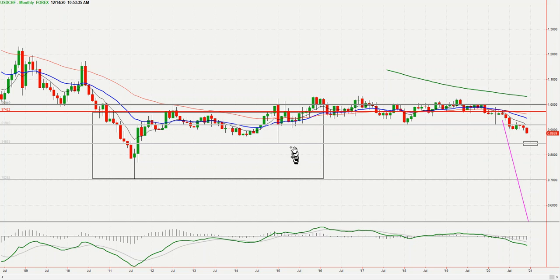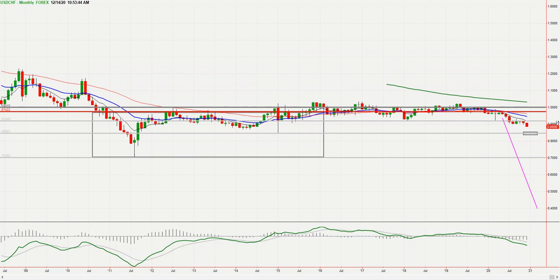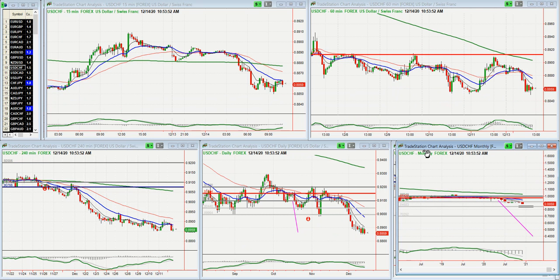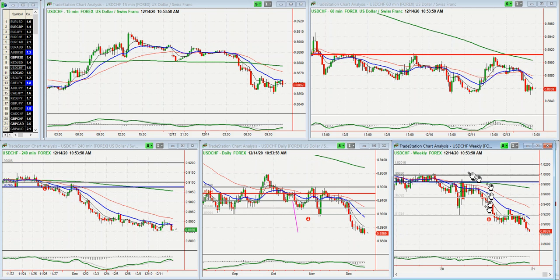We could see, this is a stop run level, and that's the stop run level, and this should go well below, right? So this is my target area. The Swiss could actually double in value against the US dollar. So this is what I'm looking for and what I'm expecting in the end. The weekly chart looks super bullish, right? There's nothing in the way. We're in free fall territory. A very bearish chart.